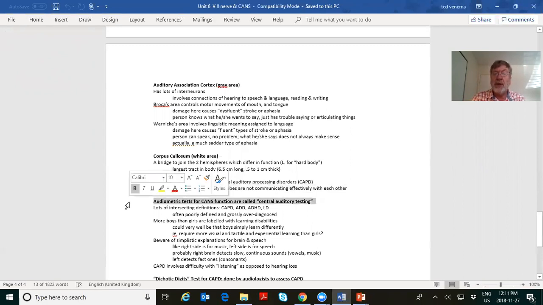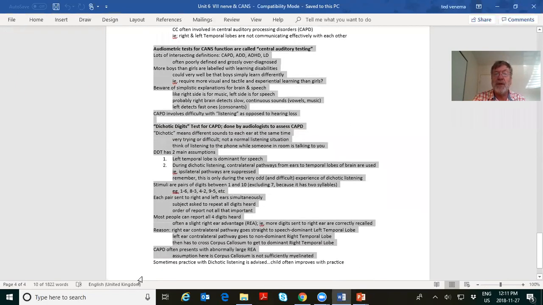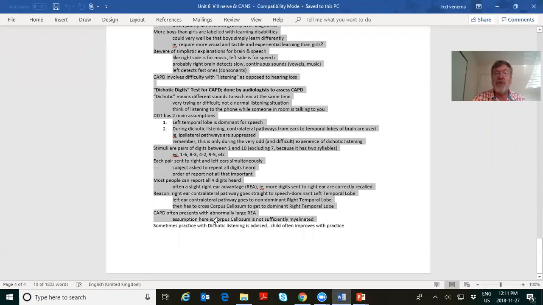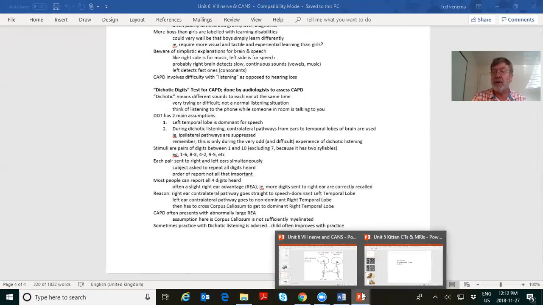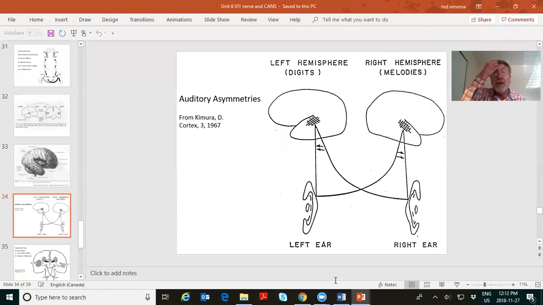And know this paragraph here, it talks about the dichotic digits test. So just have a read of this. The two main assumptions of it, and then I'll show you in a picture, because this just verbalizes what I'm going to describe here. Okay, it's just a verbal description. The left hemisphere is more for analysis. The right hemisphere is more for melodies, is what people used to think. Sort of it's old science, okay?